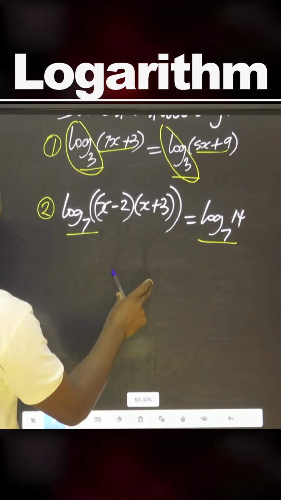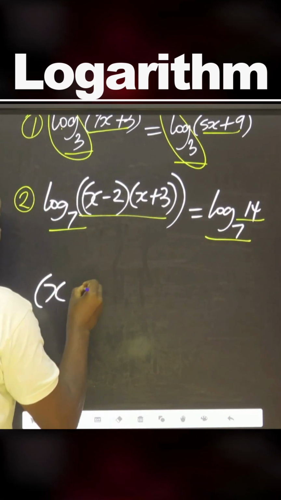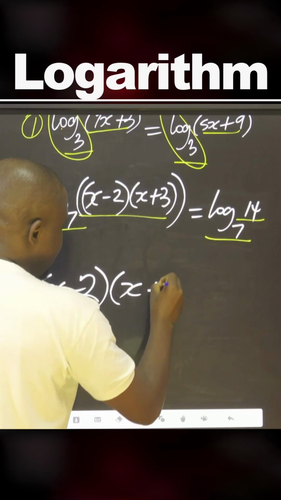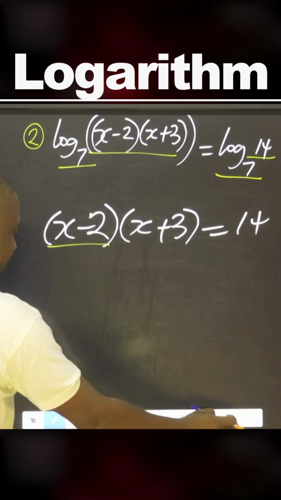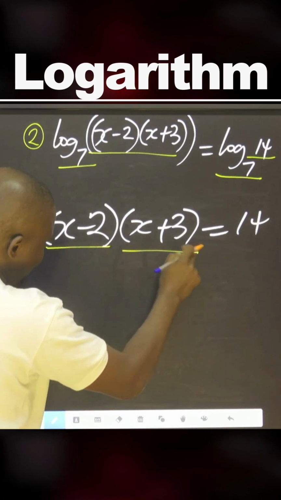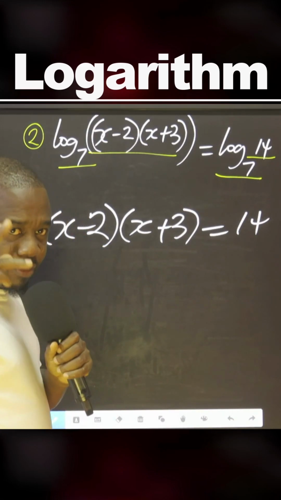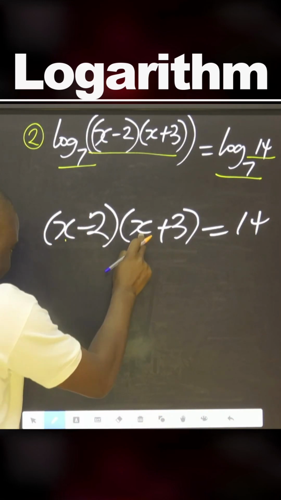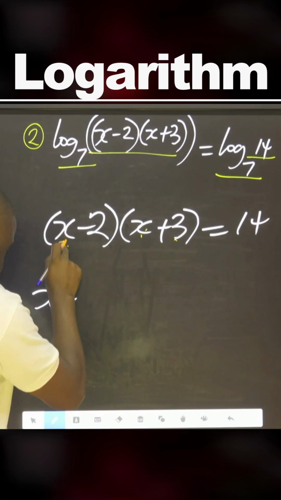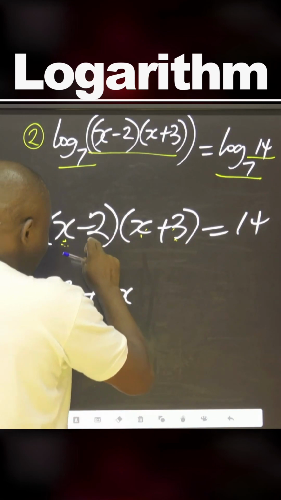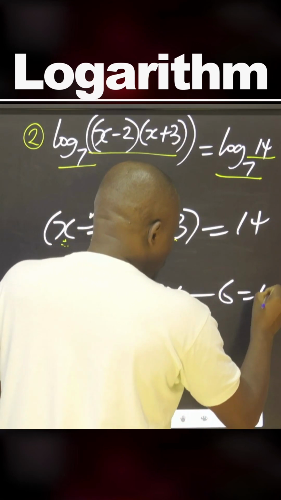The bases are the same. Okay? So therefore, it means this is equal to this. So this now is equal to 14. We expand this. This means this multiplied by this because there's multiply in between this. Bracket represents what? Multiplication. I've explained this several times. So this multiplied by this first. This multiplied by this. That is this and this will give us x squared. This and this will give us plus 3x. This and this will give us minus 2x. This multiplied by this will give us minus 6 equal to 14.